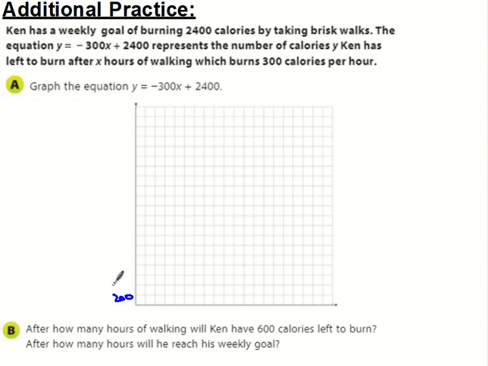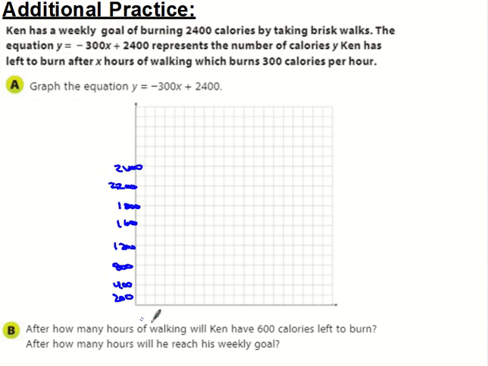So here's 200, 400, that's 600. Now I'm just going to skip one, 800, 1,200, 1,600, 1,800, 2,200, 2,600.